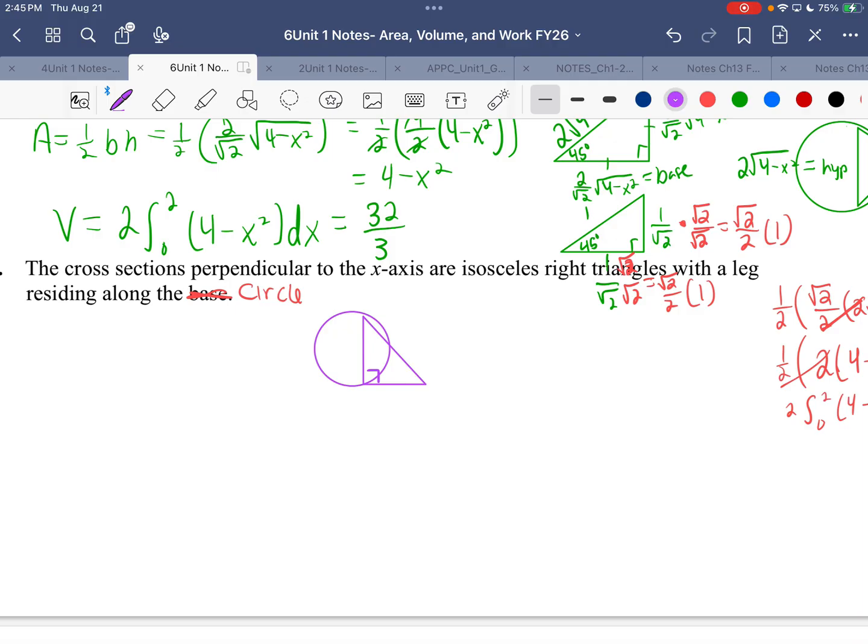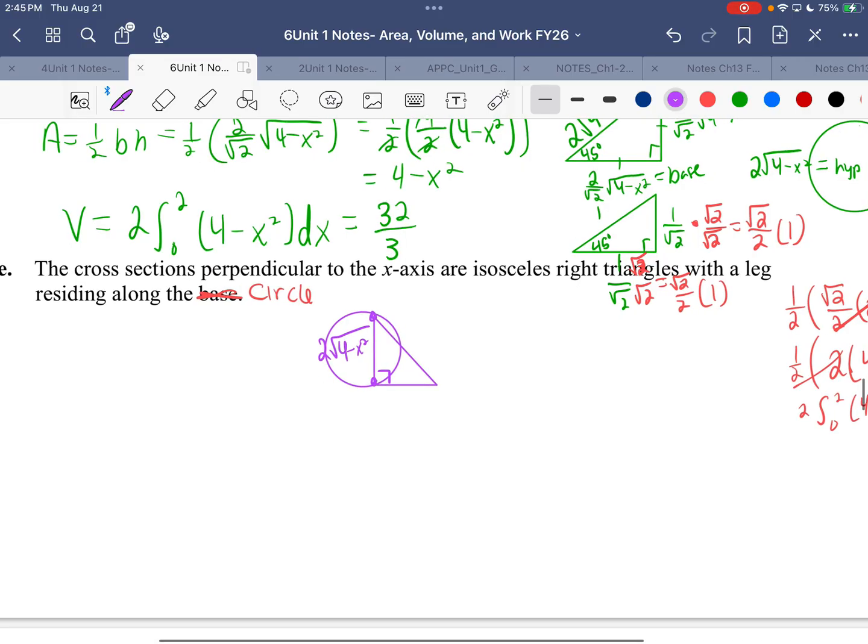So Colin, this is the same, the leg is still top minus bottom, so it's still 2 square root of 4 minus x squared. So that's my leg. The way I drew it, it's kind of looking like the height. So what would my base be? That same exact thing, right? Because it's an isosceles right triangle.